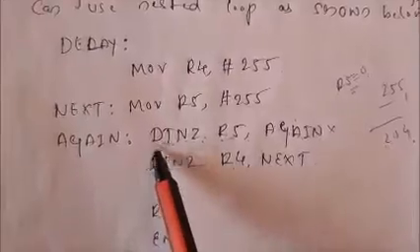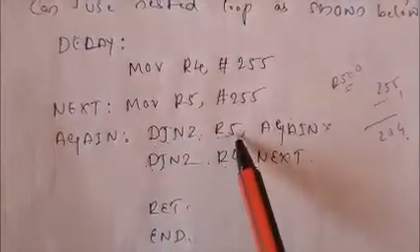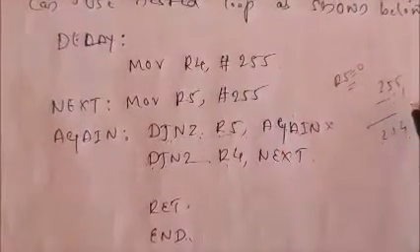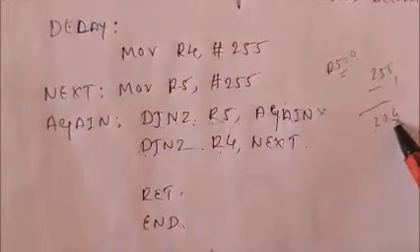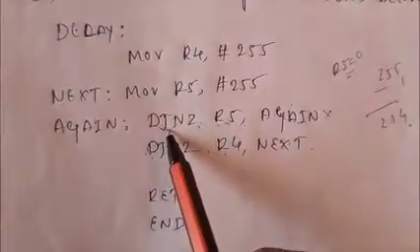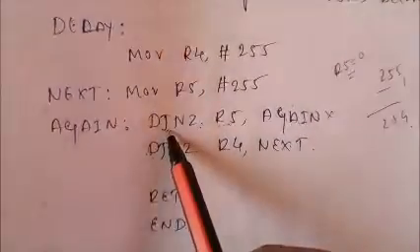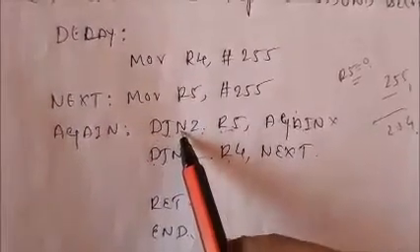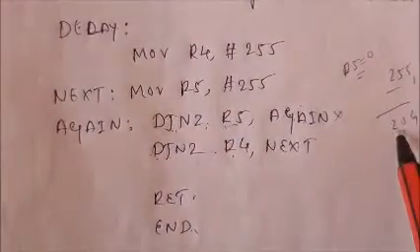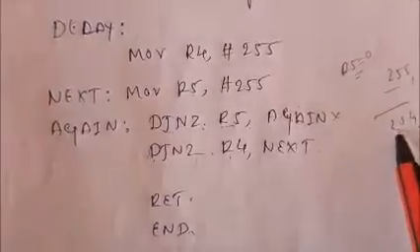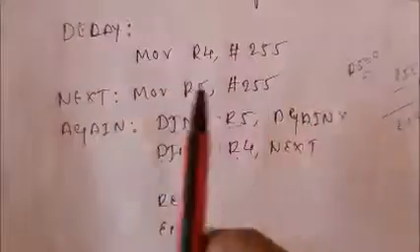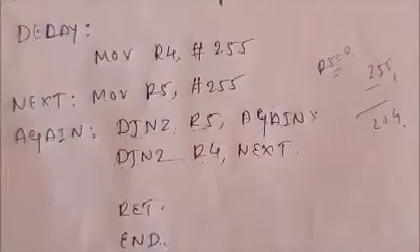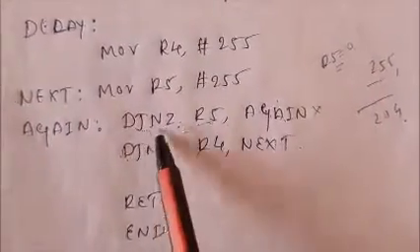First time what will happen? DJNZ decrements which one? R5. What is the value of R5? 255. That means 255 minus 1, 254. After the decrement, now I need to make a jump. So what is the condition? After the decrement, the value must be non-zero. Here after the decrement I got 254, but it is not equal to 0. So this condition is true.